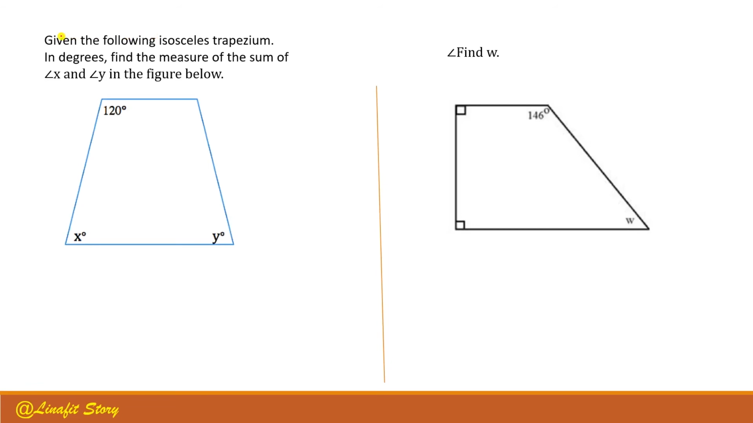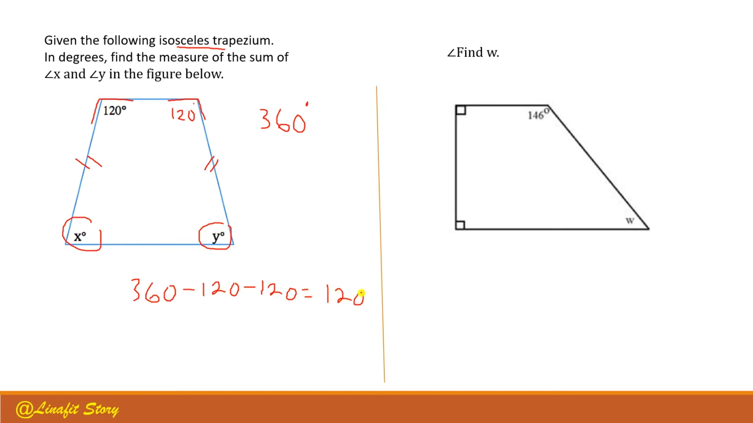Given the following isosceles trapezium, find the measure of the sum of angle x and y in the figure below. A trapezium is a quadrilateral. The sum of angles of a quadrilateral is equal to 360 degrees. So this is 120 degrees, this is also 120 degrees, because this is an isosceles trapezium. So to get the sum of angle x and y, it is equal to 360 minus 120 minus 120, which is equal to 120 degrees.